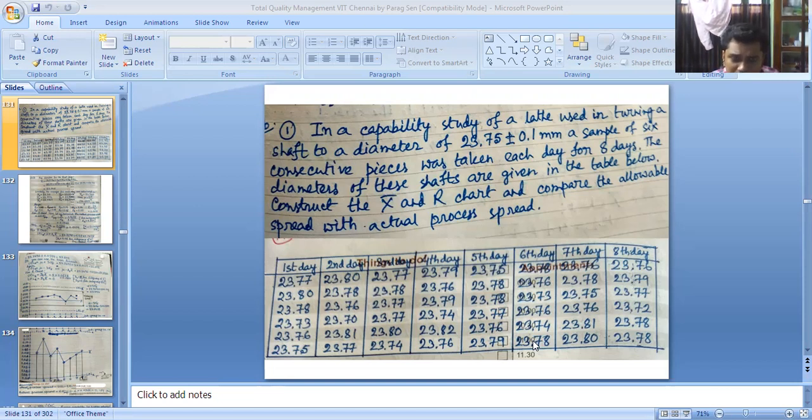But instead of first day, if you put here first shaft, second shaft, third shaft, like this up to 6th shaft, then what will be the objective of the problem? The objective of the problem will be you want to check the variation of each shaft. It has got no meaning in practical sense.